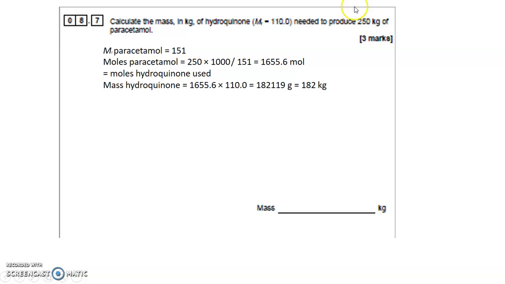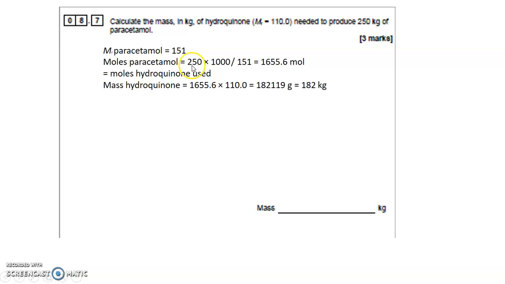So now I've got 250 kilograms of paracetamol. Now I've skipped a step here. I could turn kilograms into grams by multiplying by 1,000, but then when I get my amount of hydroquinone in grams, I'm going to have to take it back to kilograms by dividing by 1,000. So I can convert my kilograms into grams, and then when I get my answer in grams, convert it back to kilograms. So I can just leave it as it is, actually. So I'm going to choose to leave it as it is.